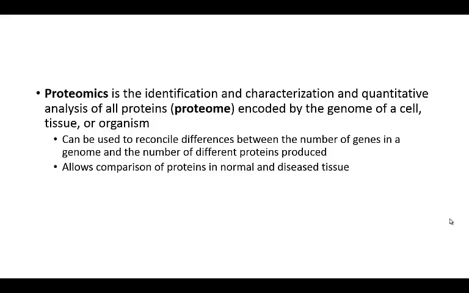So let's focus a little bit on proteomics, which is the identification, characterization, and analysis of all proteins encoded by the genome of a cell. One of the things you can do with this is try to reconcile differences between the number of genes in an organism and the number of proteins that are produced. You can also compare proteins that are found in normal tissue compared to diseased tissue.